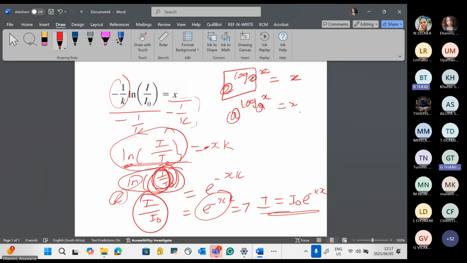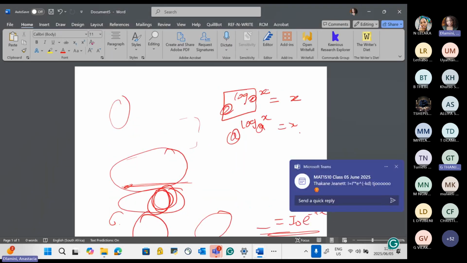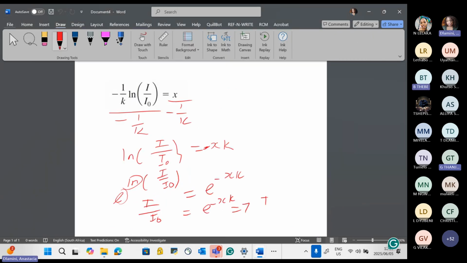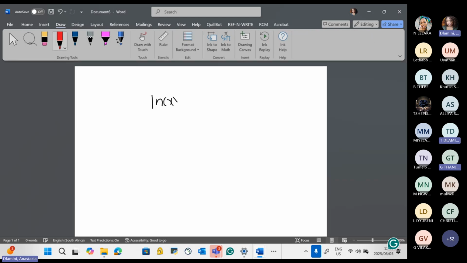You said putting e on both sides is doing what? Using the inverse property. Yes, it's the inverse property when you're putting e. It's like this: I have ln of x equals 8. According to the inverse property, if I take the function and put the inverse inside, I get x. Or if I take the inverse and put the function inside, I get x.